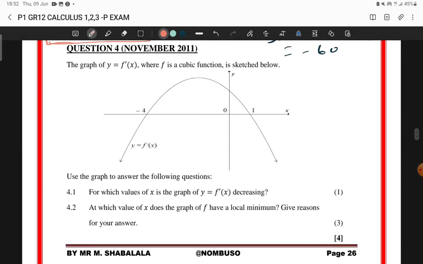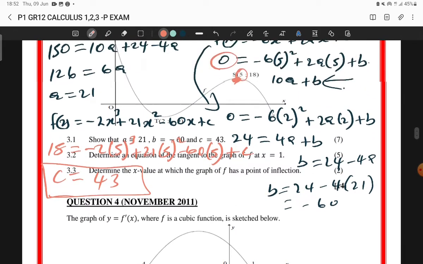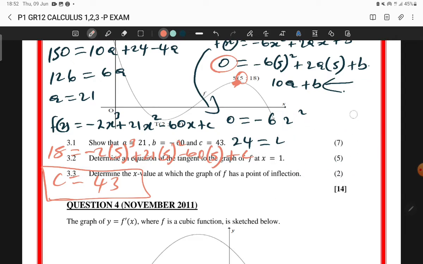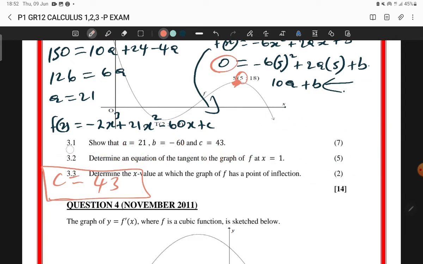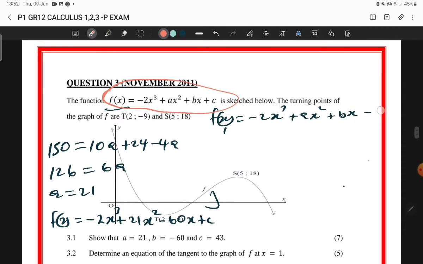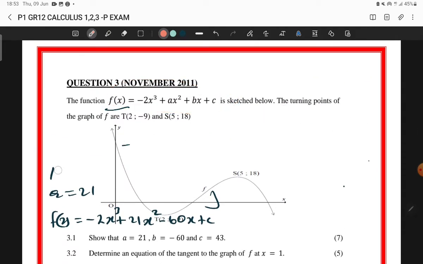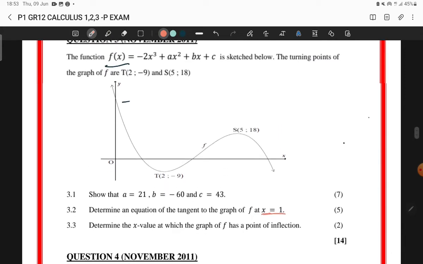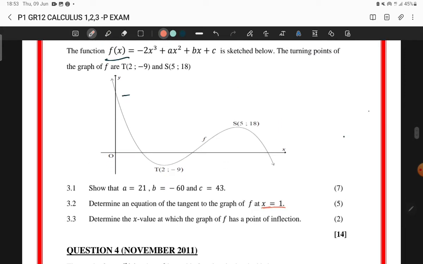Moving to the next question, I would like to just wrap everything here. Otherwise, you can always come back when you have missed something. Coming to this other question, what are we having? We are having now: determine the equation of the tangent to the graph of f at x is equal to 1. Now, remember the equation of the tangent.